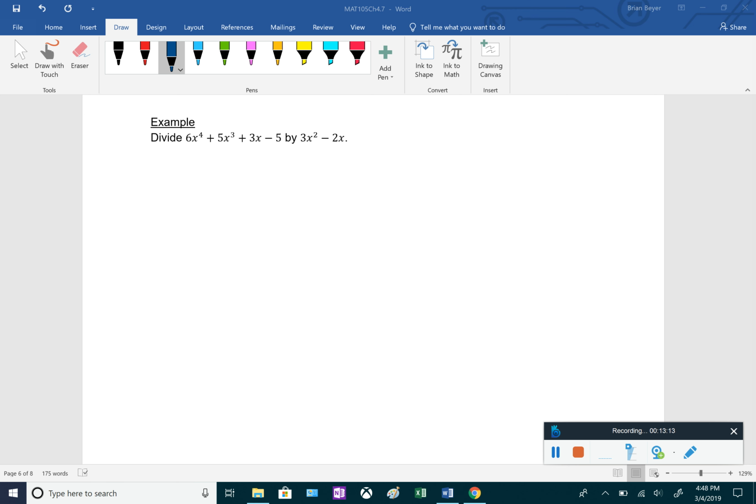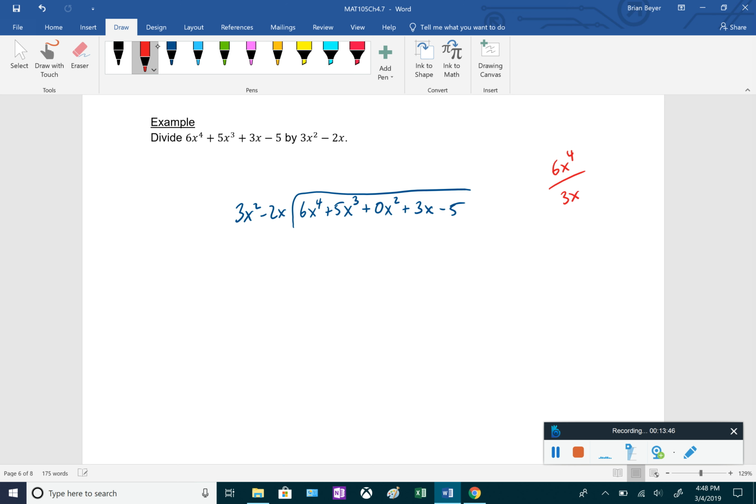So writing out this dividend here for dividing these two polynomials, we have 6x to the 4th plus 5x cubed. It's missing the square term, so I'm going to put in a 0x squared and then plus 3x minus 5. So putting in the 0 coefficient just makes that whole term 0. And then 3x squared minus 2x. So dividing these leading terms, 6x to the 4th divided by 3x squared gives us 2x squared. So I'm going to put that above the 0x squared to have it lined up.